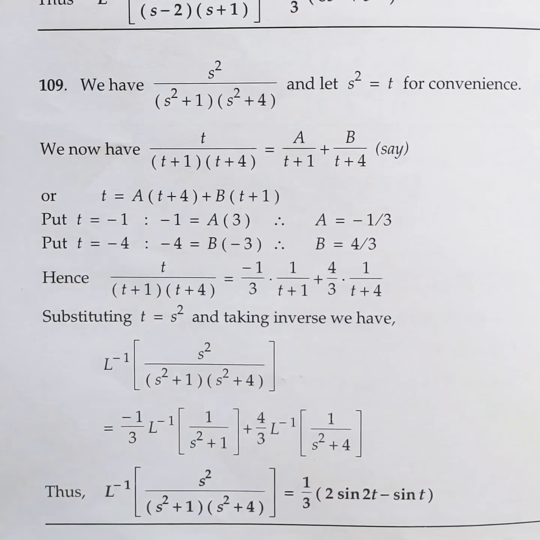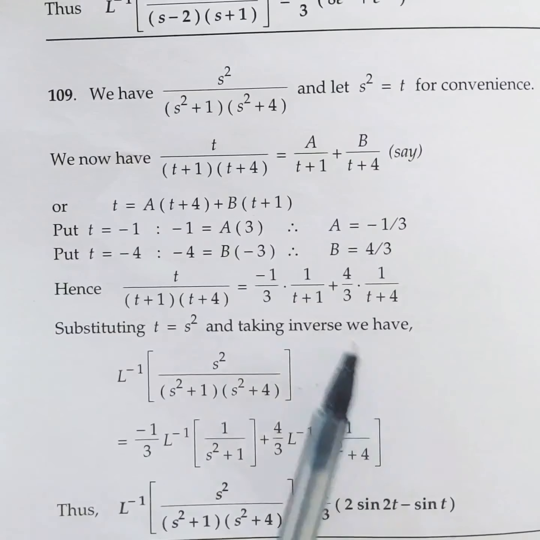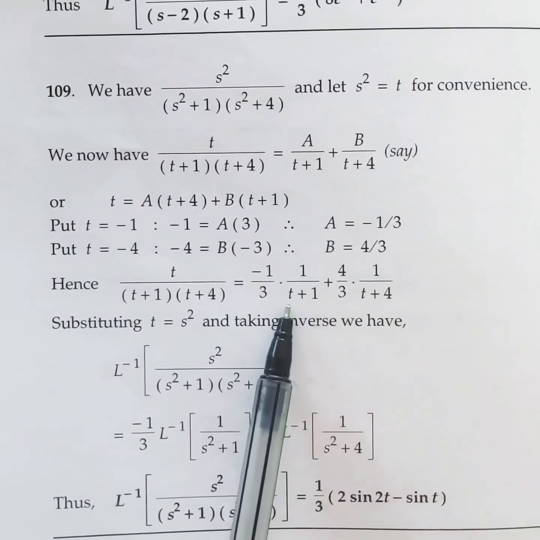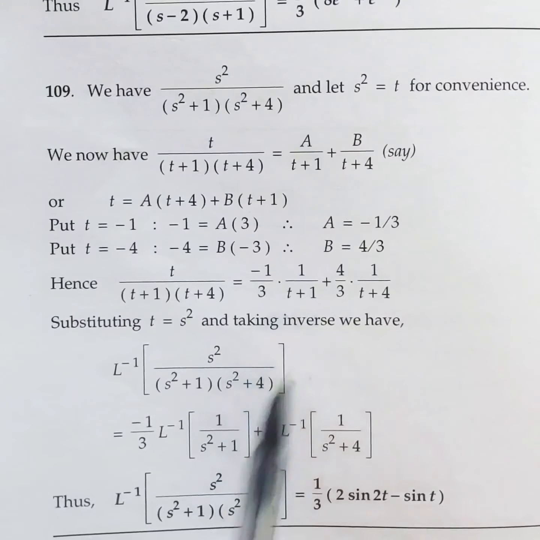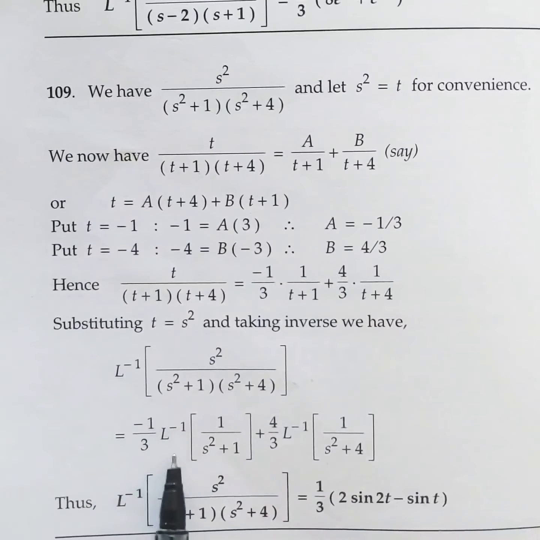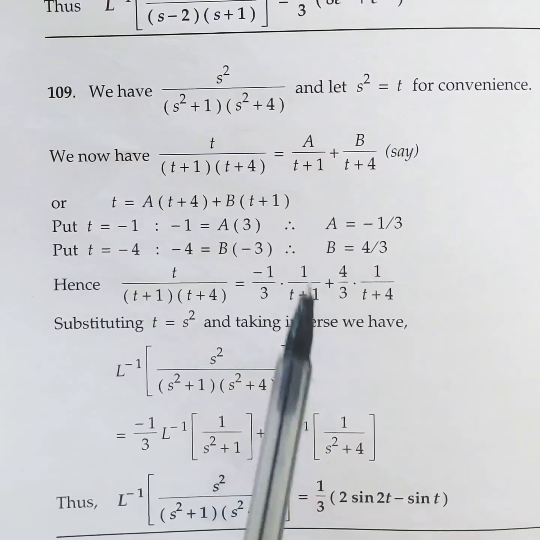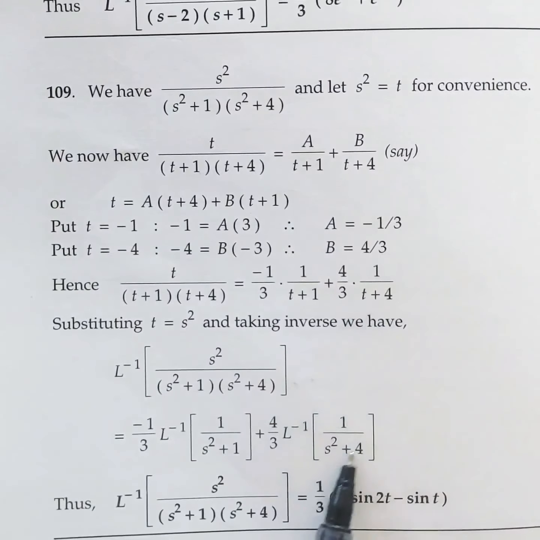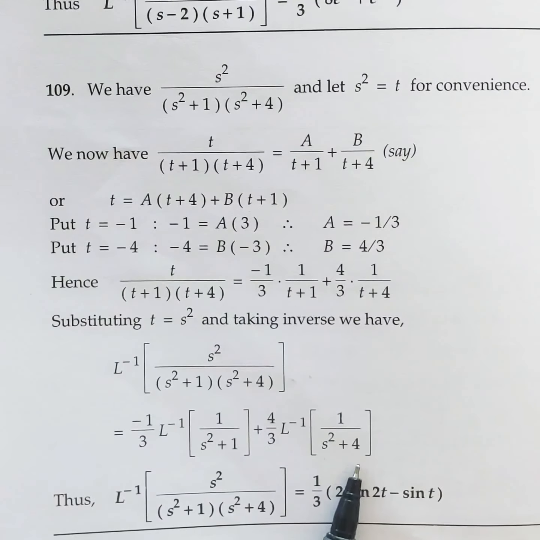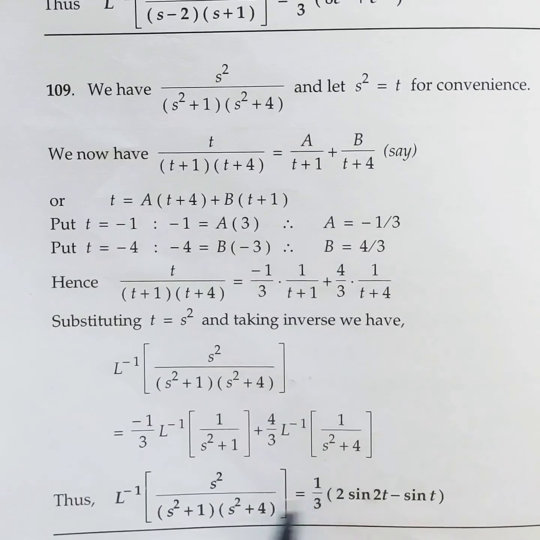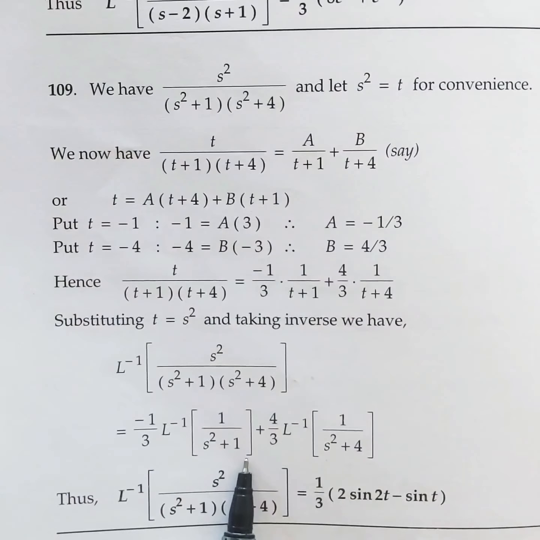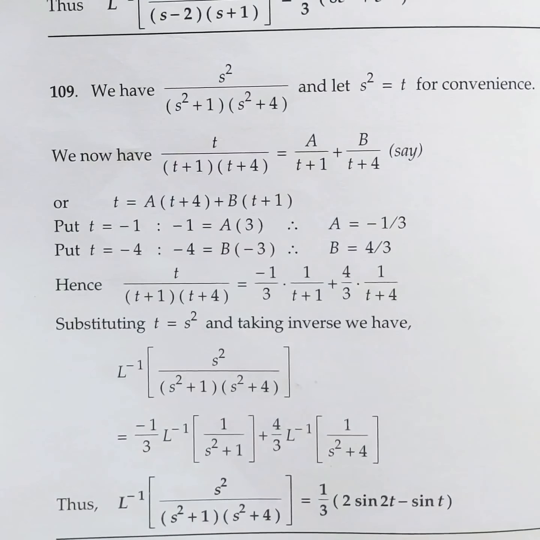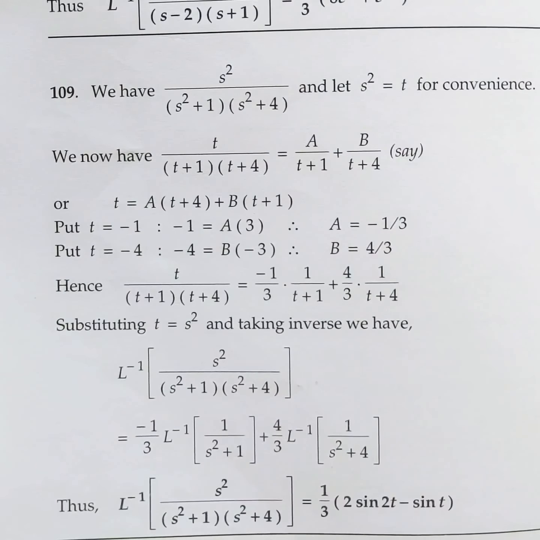this original problem. So after resolving it into partial fractions, minus 1 by 3 into 1 by t plus 1. So now I'm going to replace t by s square. So minus 1 by 3 into L inverse of 1 by s square plus 1 plus 4 by 3 into L inverse of 1 by t plus 4, I will write it as s square plus 4. Now we have the formula for it. What is the formula? 1 by s square plus 1. This is the formula for sin t, correct?